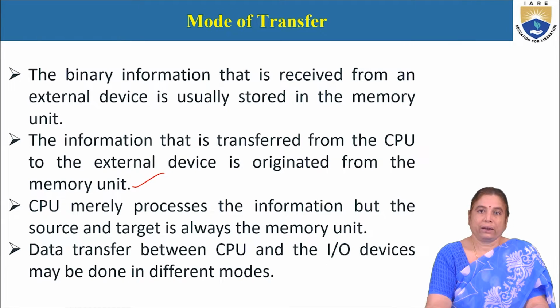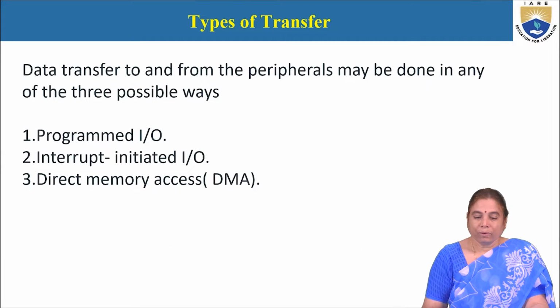There are 3 different modes of data transfer possible. One is programmed IO. Second one is interrupt initiated IO. Third one is direct memory access, in short referred to as DMA.